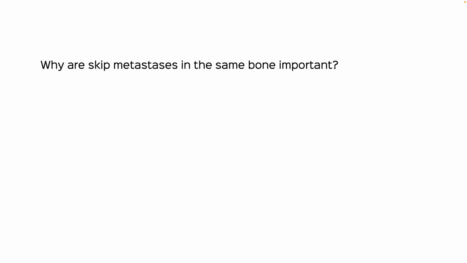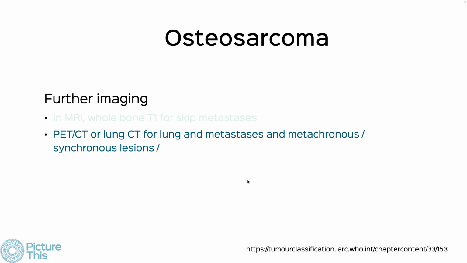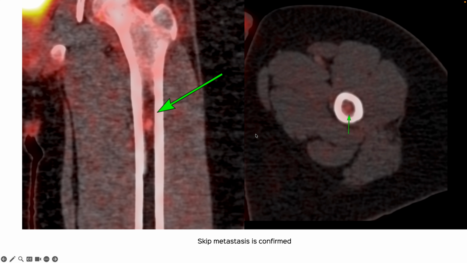Now, why are skip mets important? Because again, poorer prognosis, higher chance of recurrence. In any case, we have to do a PET-CT. So since the patient came to us for a PET-CT, the MR was done elsewhere, the lung was normal, and I had the opportunity therefore to then look for or reconfirm both of these things. And you can see here that the skip met is confirmed.